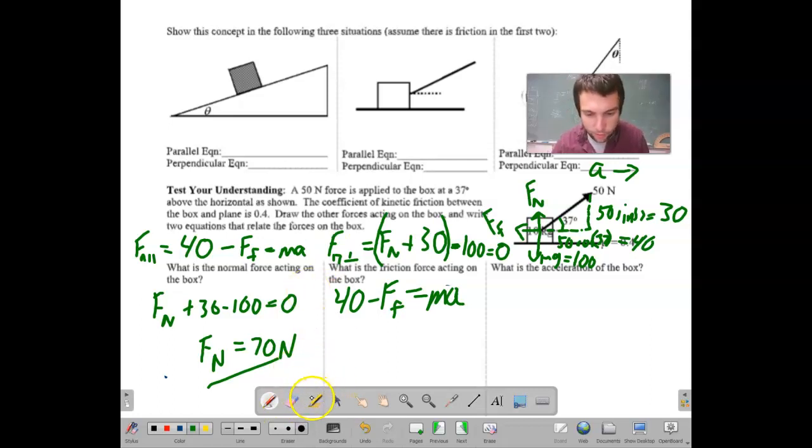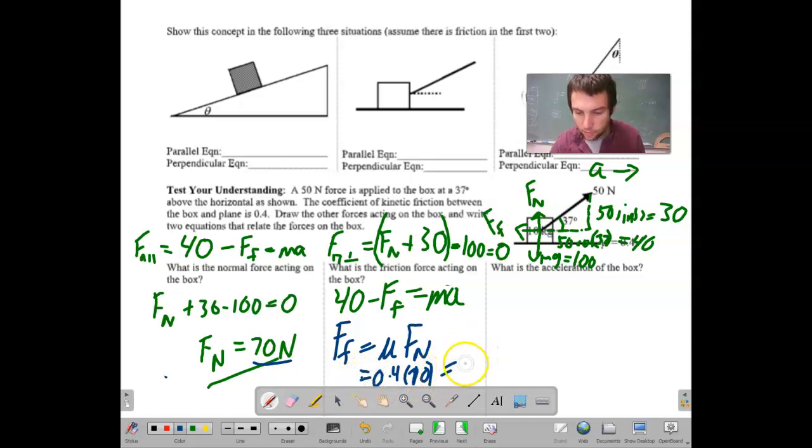Okay, so what else do we know about friction? Well, let's see. We know that our frictional force equals mu times Fn. Oh, and we just solved for Fn. And we have mu, which is 0.4. So 40% of 70 here. Our frictional force will equal 28 newtons.